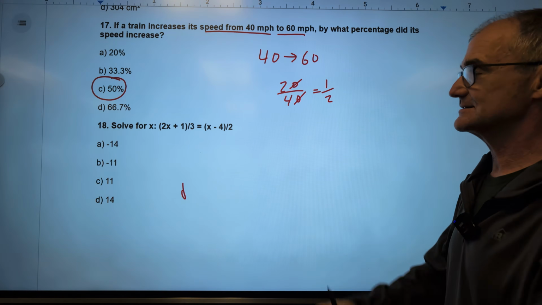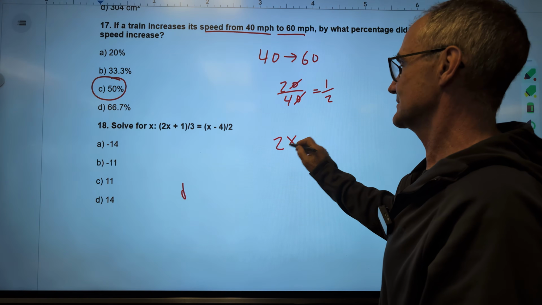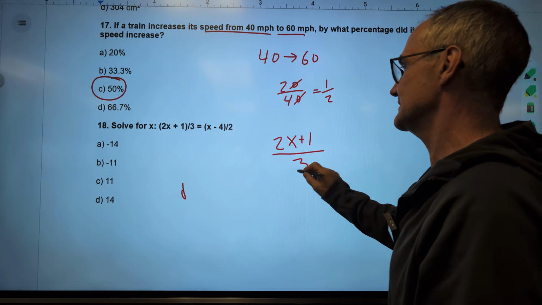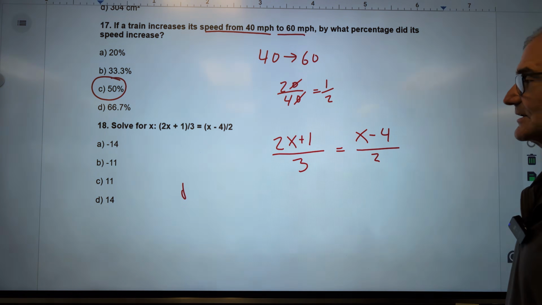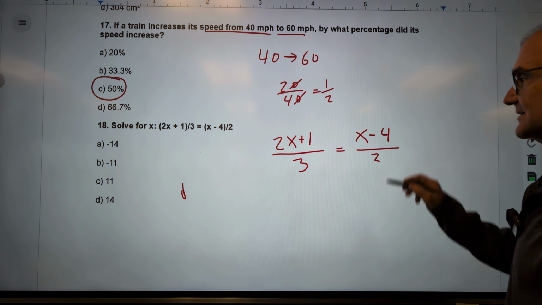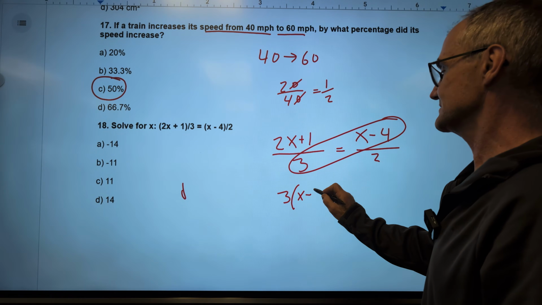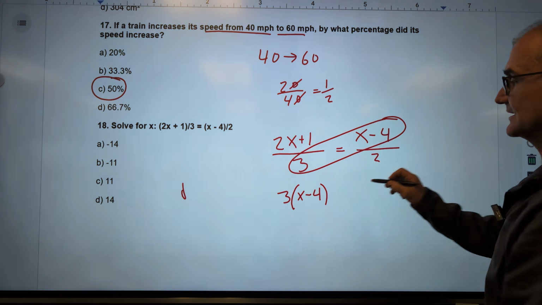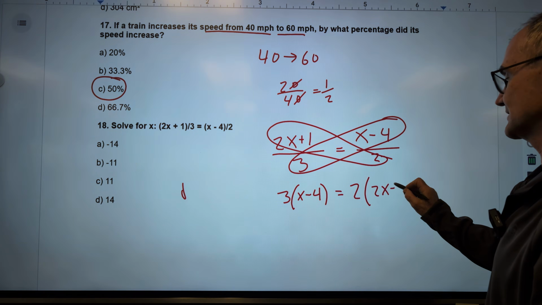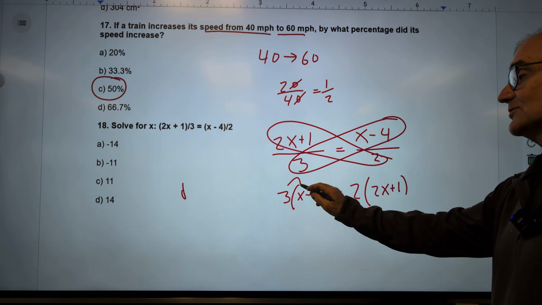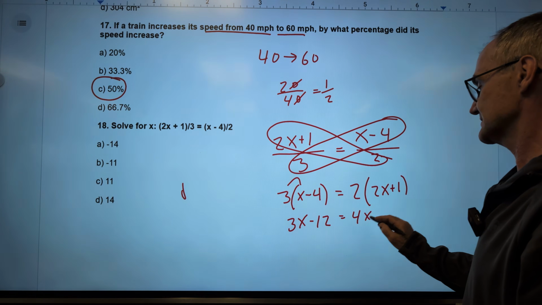Last problem, number 18, is going to be distributing across those quantities. I have 2x plus 1 over 3 is equal to x minus 4 over 2. I'm going to have one ratio equal to another. I'm going to cross multiply that times that. So 3 times x minus 4, 3 times this whole thing, is equal to this times this. 2 times this whole thing, 2x plus 1. Distribute through the whole quantity. 3x minus 12 is equal to 4x plus 2.